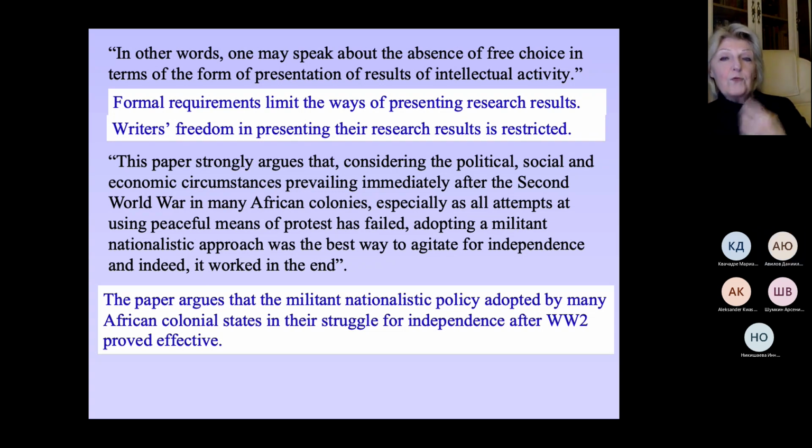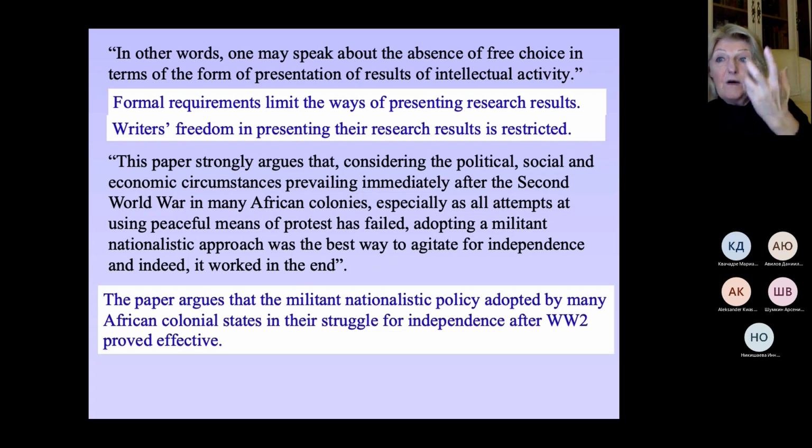Certainly. Although the sentence was generally grammatically correct, although the author using too many commas, additional information, incorporating, the important information was in the end. So you find the most important words and begin with them. That's the idea. So what does the paper argue? That the militant nationalistic policy adopted by many African colonial states, not colonies already, right?